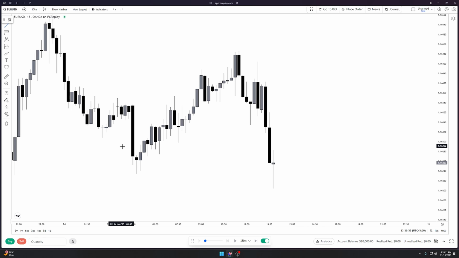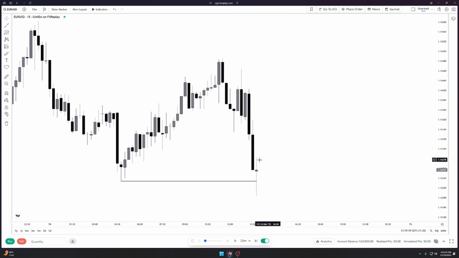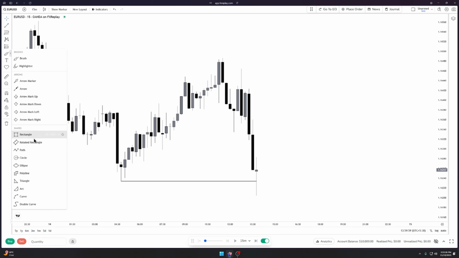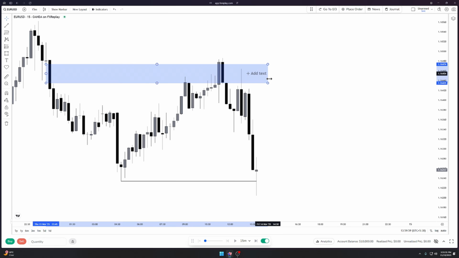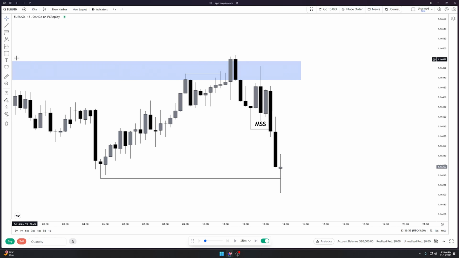Now look at this example. We have a sell-side liquidity sweep, and as usual, you might start looking for long opportunities. But we must focus on what I taught you in the three-step process. Notice this, the market has respected a fair value gap. Yes, we do have a buy-side liquidity sweep, and we also have a market structure shift. We don't have a fair value gap here, but we do have an order block.